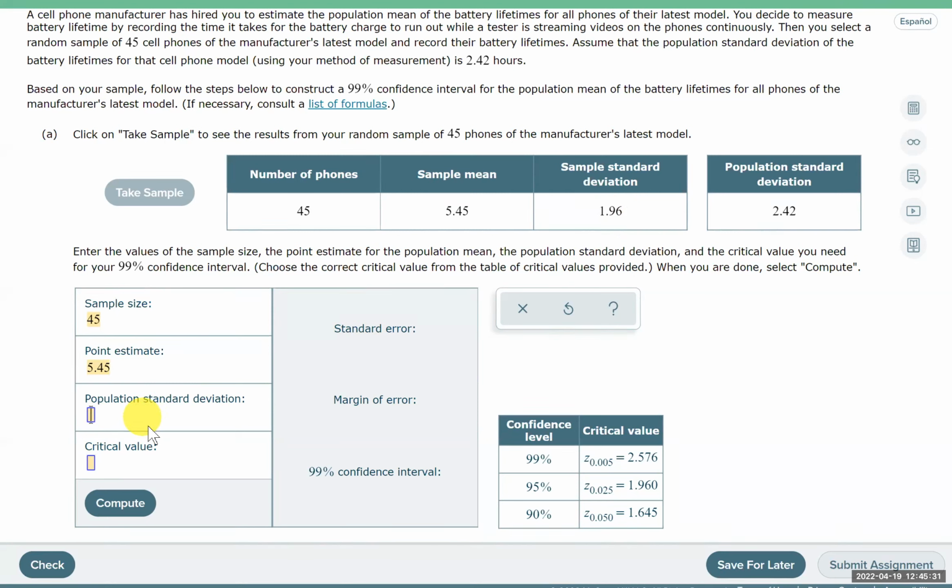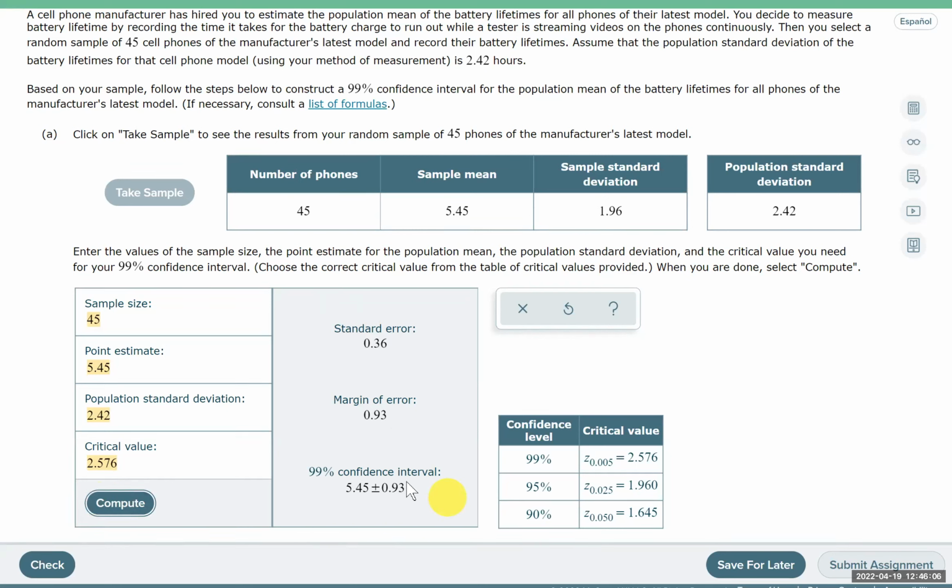So 2.42. And then the critical value, again, 99% confident, 2.576. We discussed this notation, and we also discussed how to get this value using the shortcut of a Z interval. So I'm not going to review that here. We're just going to take advantage of the fact they told us the answer. So 2.576. Now they're going to compute these for us. We're going to hit compute.